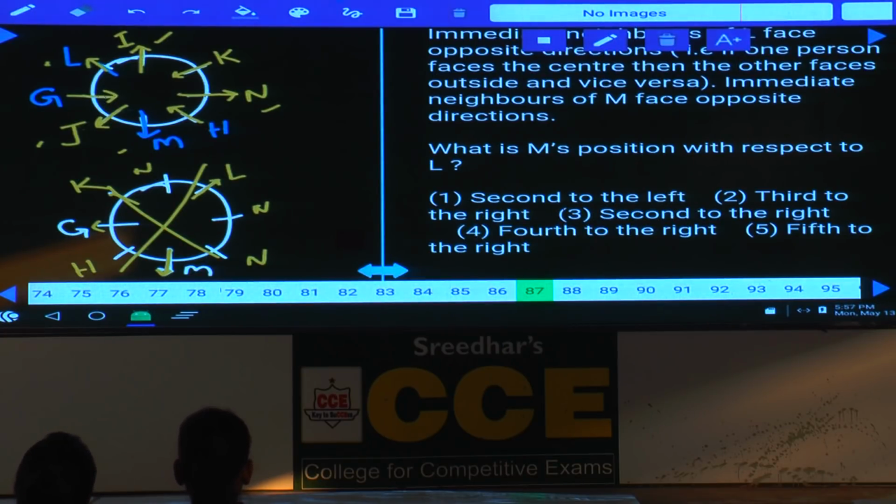M's position with respect to L. L is away from the center, 1, 2, 3, third to the left. Third to the left, that is a given choice. M's position with respect to L: L is away, 1, 2, 3, third to the left or fifth to the right. Third to the left is not given, hence fifth to the right.